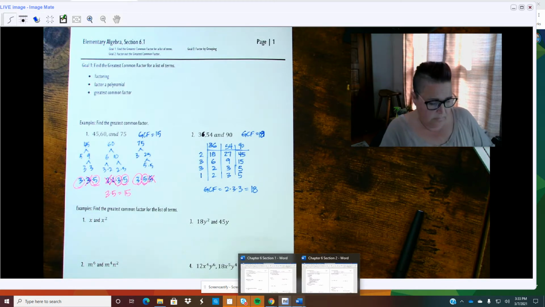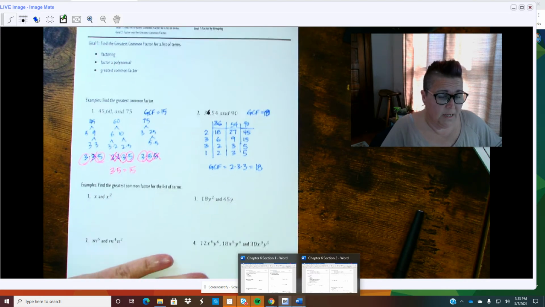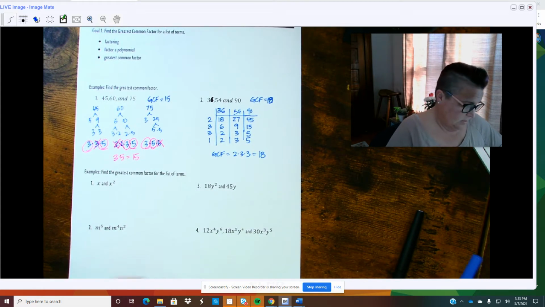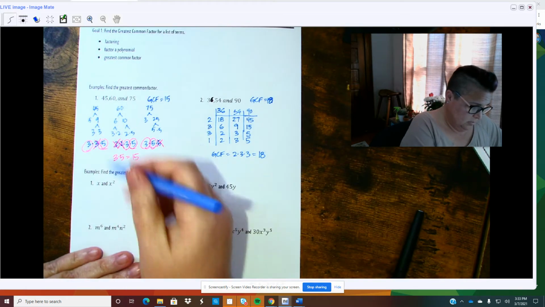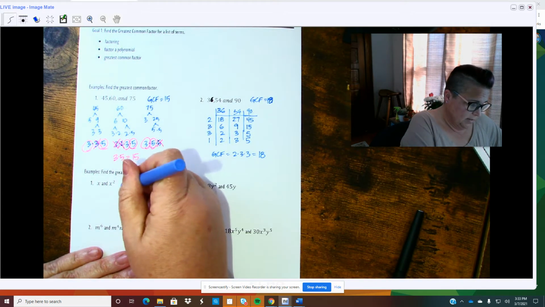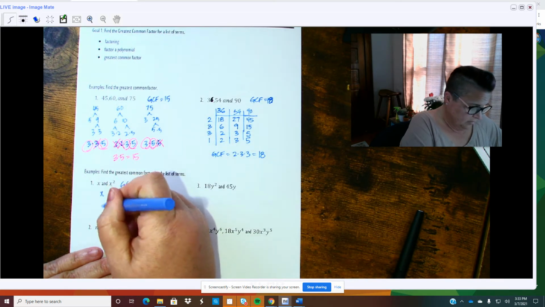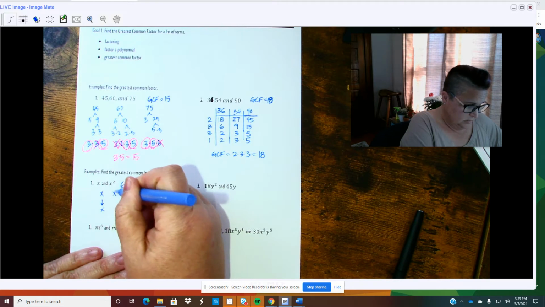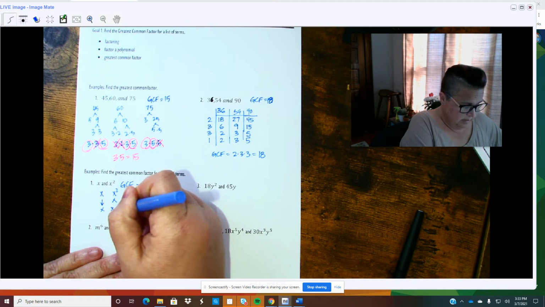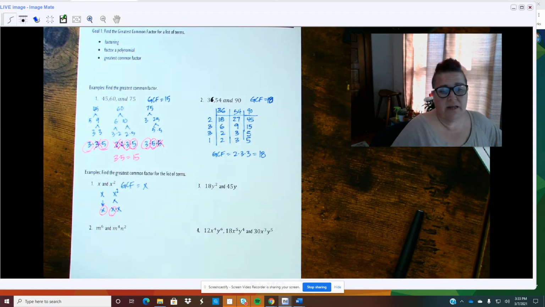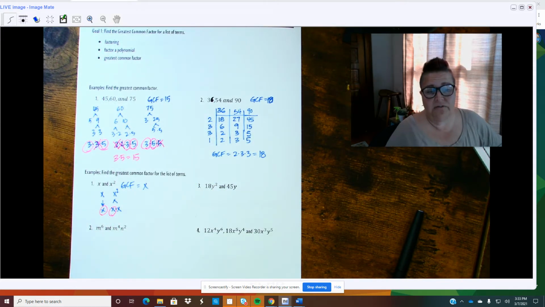We can use this same method when we're dealing with terms and variables, x's and y's. So now we have x and x squared. Notice that if you're looking at an x and x squared, the greatest common factor is x. Why? Because x is just x, and x squared is x times x. So what's in both of them? Just that x. So the greatest common factor for x and x squared is just an x.